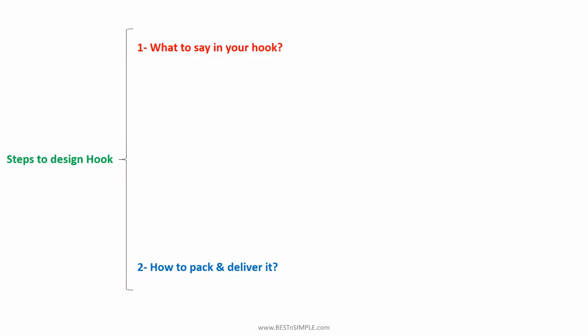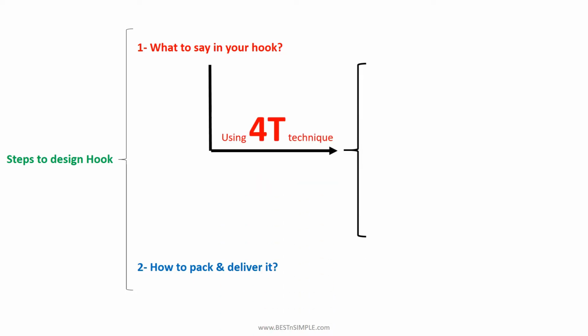To know what to say in the first few seconds of your video, aka hook, we are going to use the 4T technique. This technique has 4 easy steps. Step 1 is to know exactly what your video is about, the topic of your video. You can't talk about everything in one video. You gotta be specific with your topic. If you try to appeal to everyone, you end up appealing to no one.